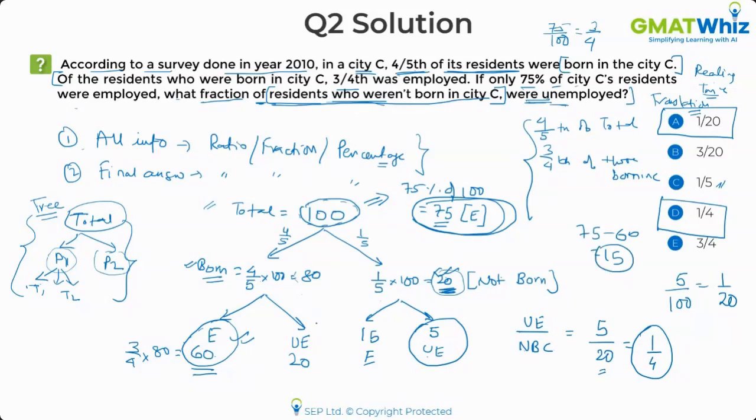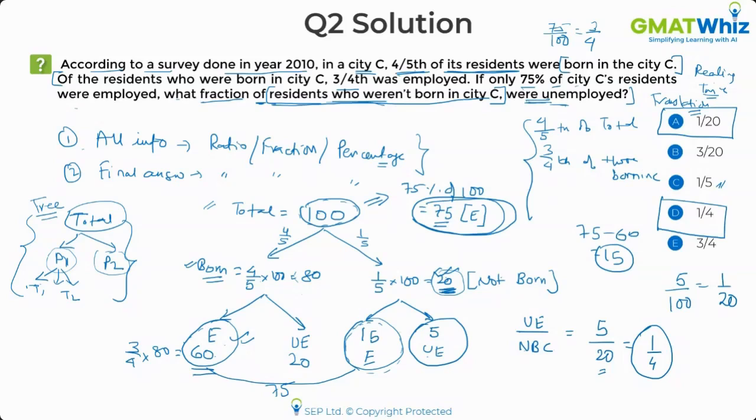There's only one place for us to put it, and that's here. So see, 60 plus 15 is equal to 75. So a total of 75 are employed in City C. I hope that answers your query, Mark. Any other question, guys? Please feel free to ask.